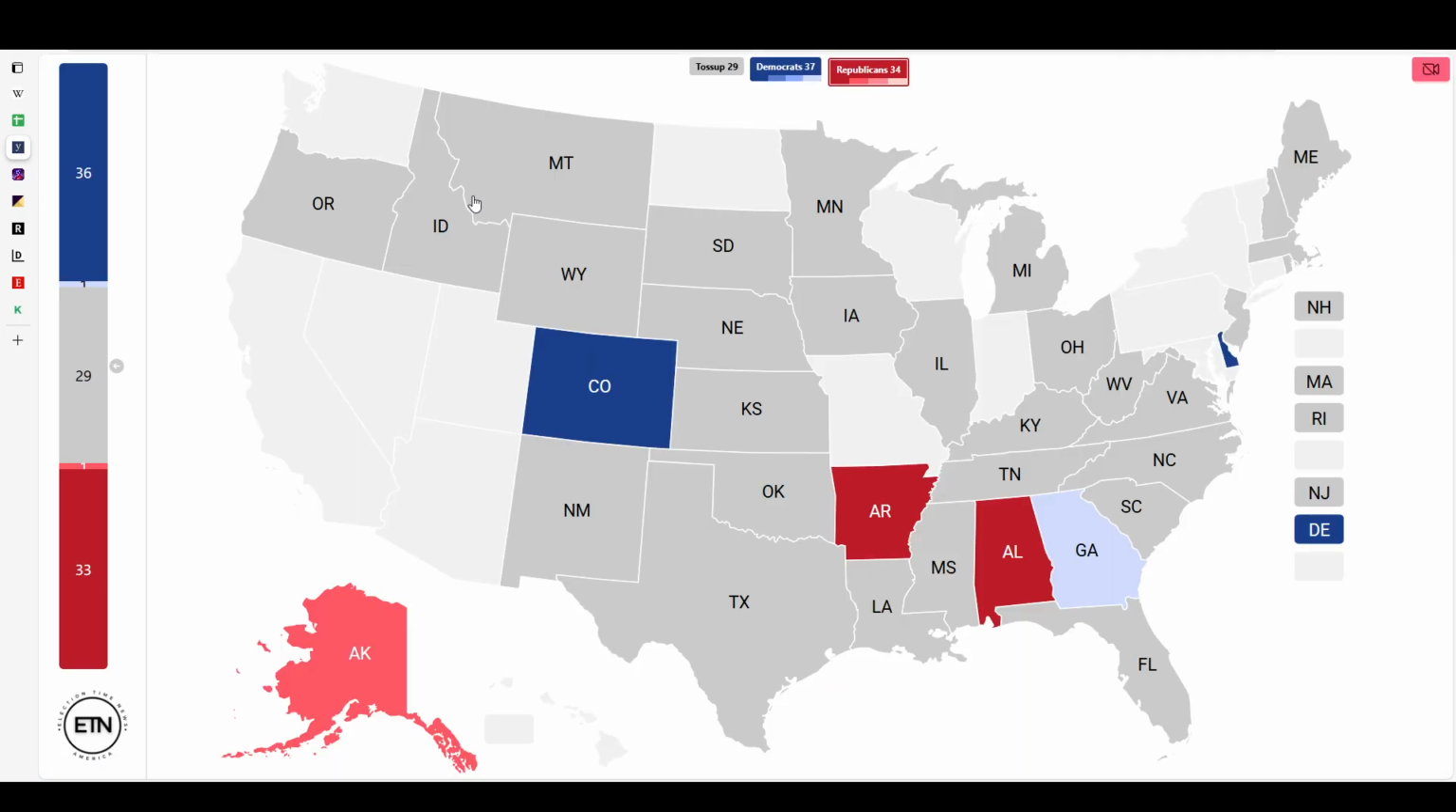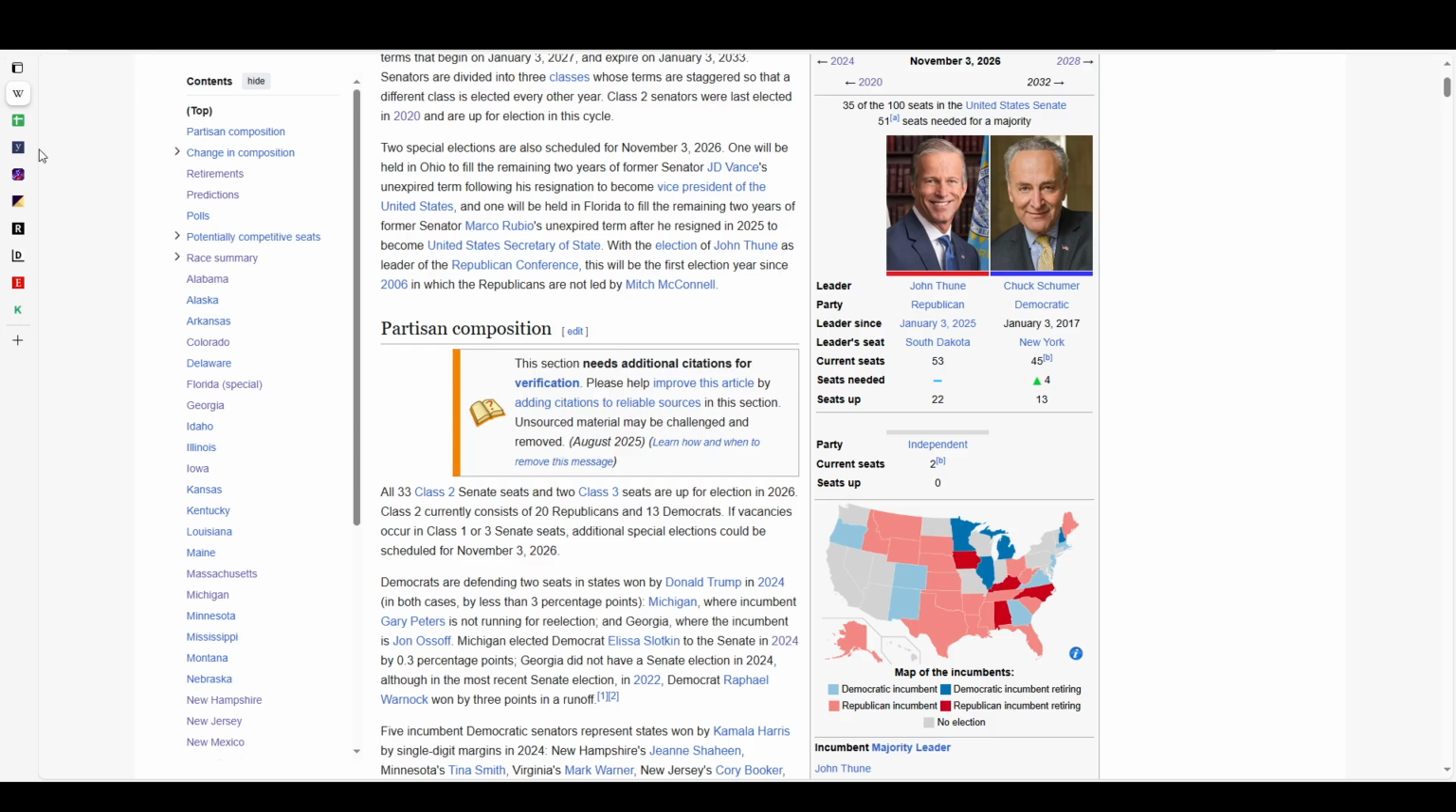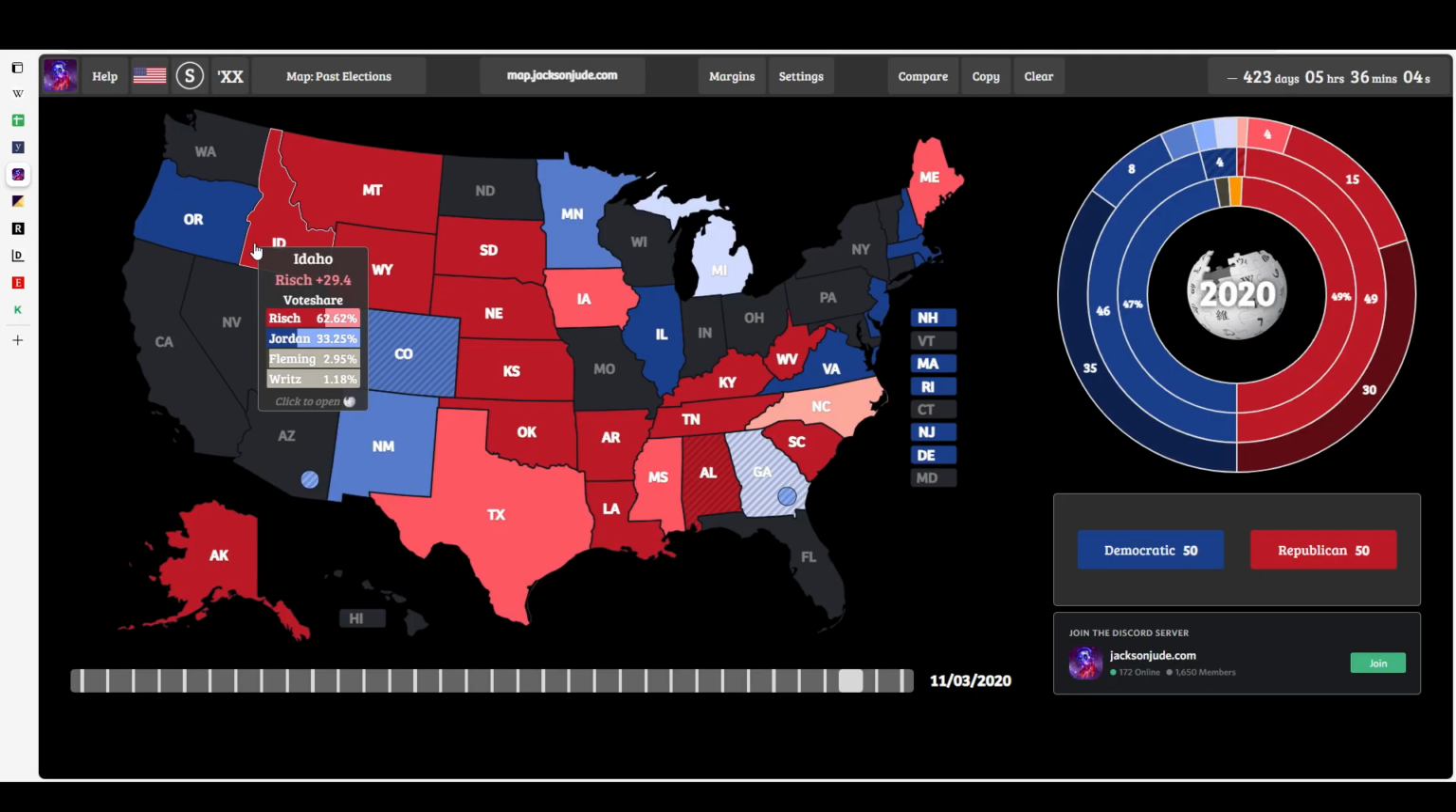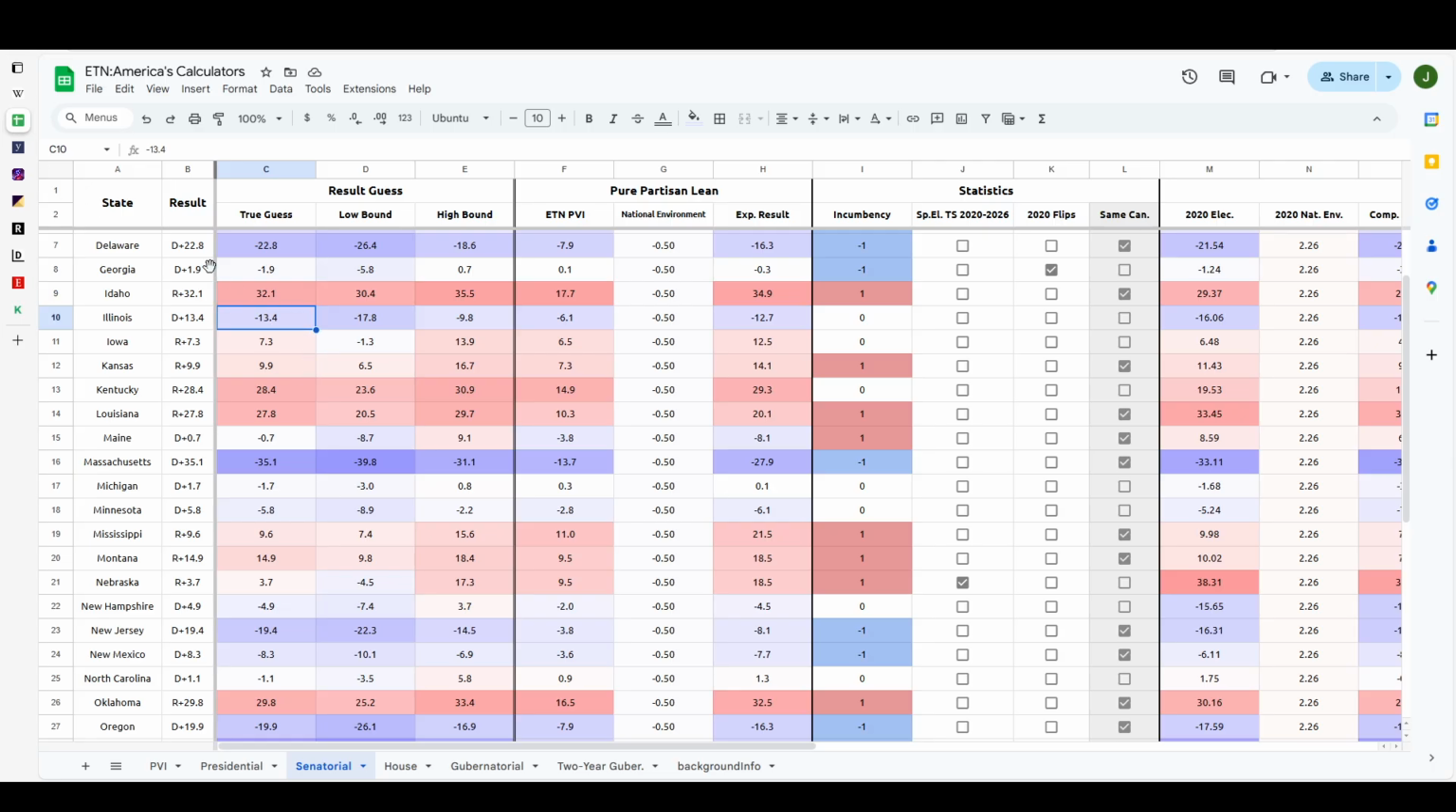Idaho, 32.1%, non-competitive in essentially every sense of the word. One of the reddest states in the entire country. Risch won by just under 30 in 2020, but that was with 2 independents that likely pulled more off from his vote than the Democrat, so this is going to be a very safe margin for the Republicans.